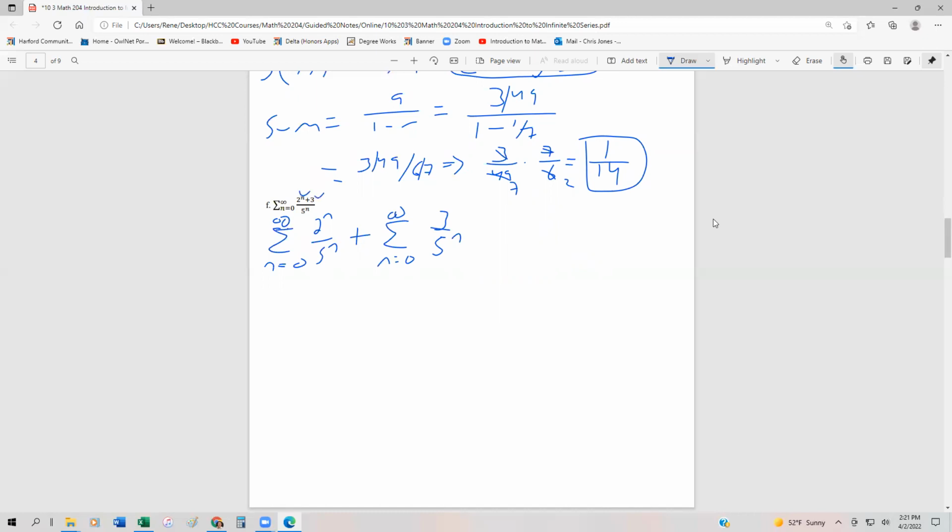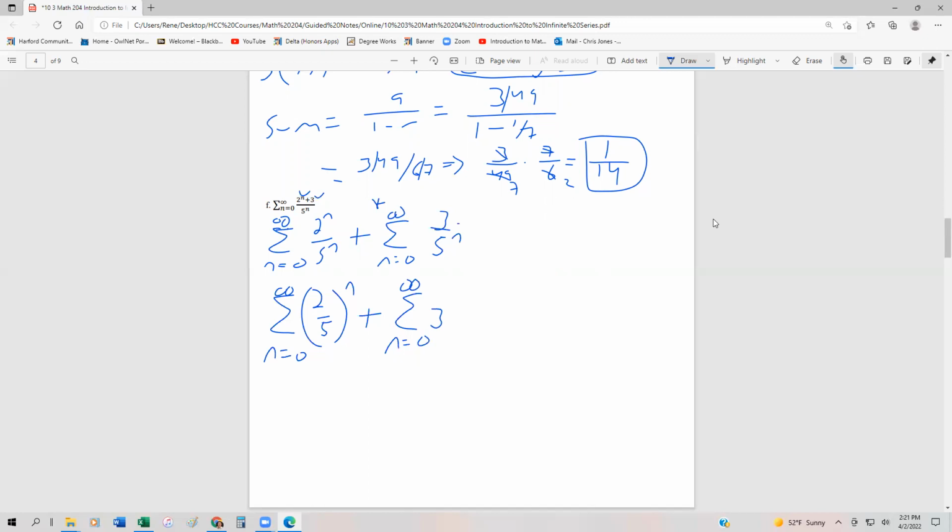Notice that only works for the numerator. This first series we can rewrite as n equals 0 to infinity of 2/5 to the nth power. That's pretty easy. This second one, we can pull the 3 off to the side, just like we did in the previous example.